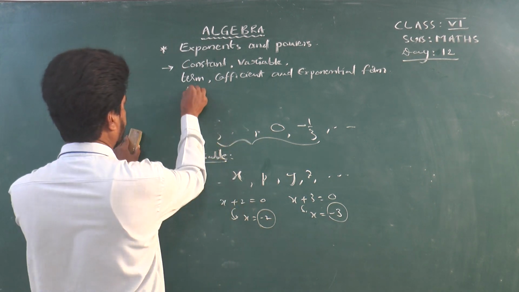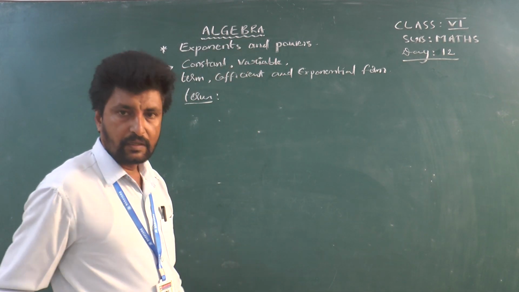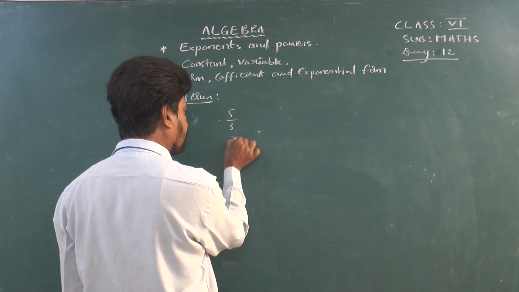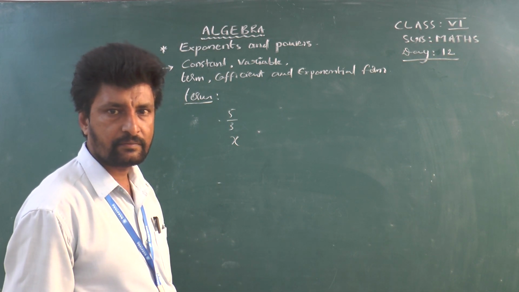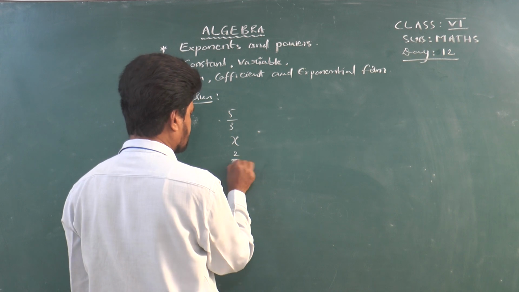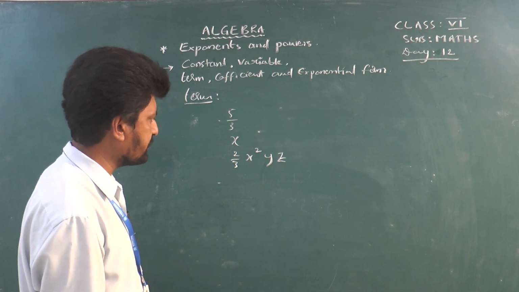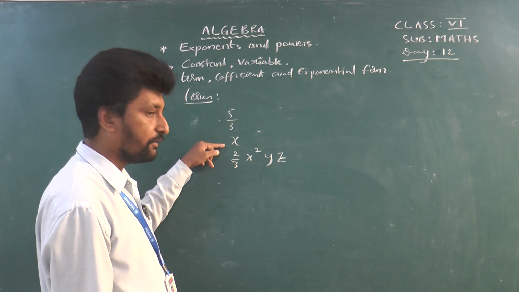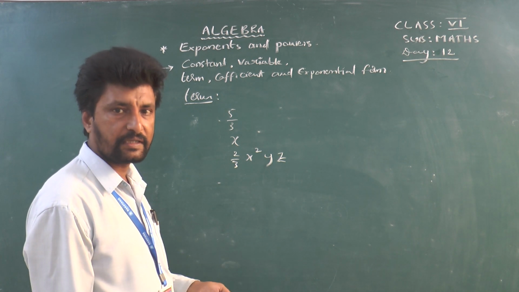Next, term. Term means what? A constant alone is called a term, and a variable alone is also called a term, or the combination of a constant and one or more variables is also called a term. That means, suppose 2 by 3 into x square y z. This is also a term. Here 3 variables I took, x, y, z. A constant alone is a term, a variable alone is a term, and the combination of constant and one or more variables is also a term.